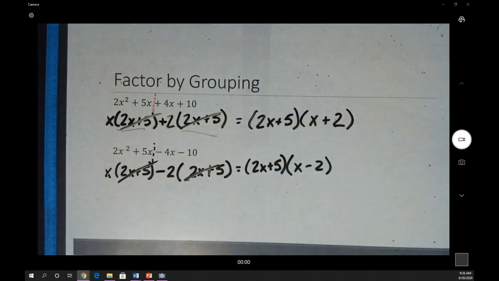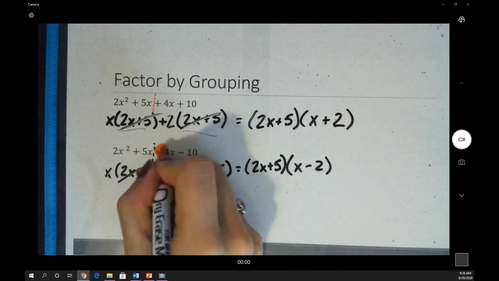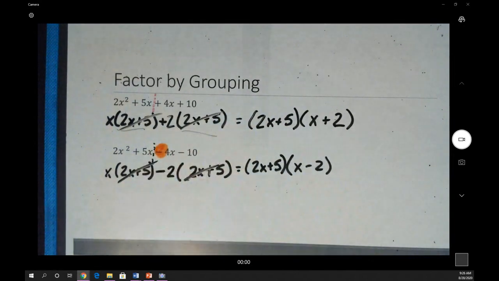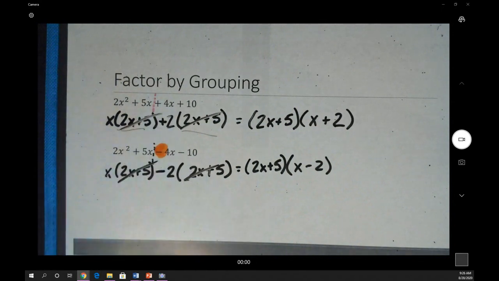If you're ever stuck trying to figure out whether you should factor out a negative or not, look at the very first sign after your dotted line. That sign right there, it's negative, so I'm going to factor out a negative. Last time it was positive, so I factored out a positive. That's going to be your quick way of knowing whether to factor out a positive or a negative.